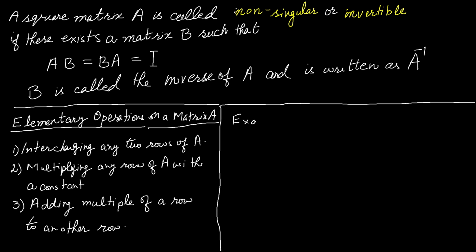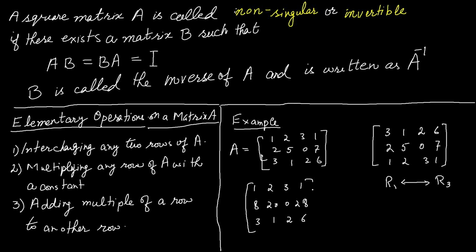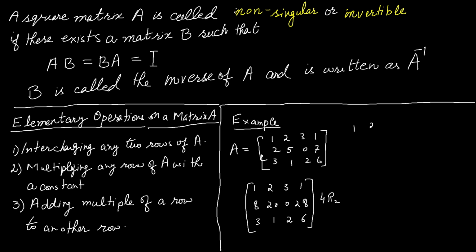For example, we have this matrix having 3 rows and 4 columns. We interchange the first and the third row. This is the first type of elementary operation. It is denoted as R1 double arrow R3. Second type of elementary operation, we multiply the second row with 4. It is denoted as 4 times R2. Third type of elementary operation, we add 2 times the third row to the second row. The third row will remain unchanged, only the second row will change.